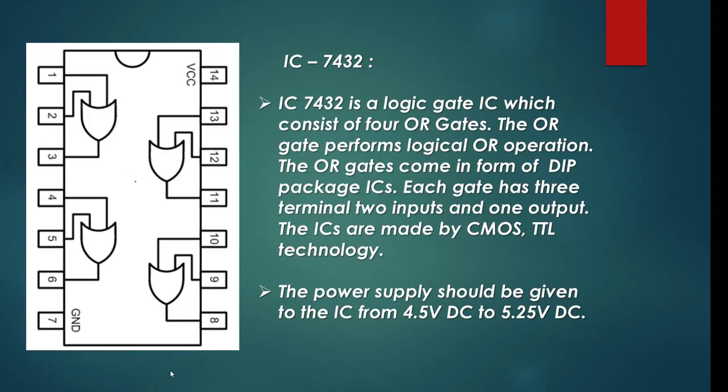IC7432 is a logic gate IC which consists of 4 OR gates. The OR gate performs the logical OR operation. The OR gate comes in the form of a DIP package. Each gate has 3 terminals, 2 inputs and 1 output. The ICs are made by CMOS TTL technology. The power supply should be given to the IC from 4.5 volt DC to 5.25 volt DC.